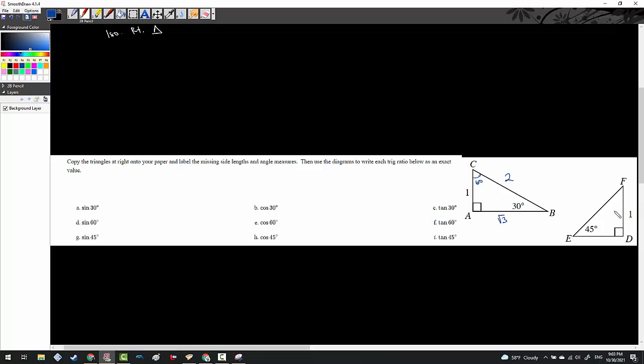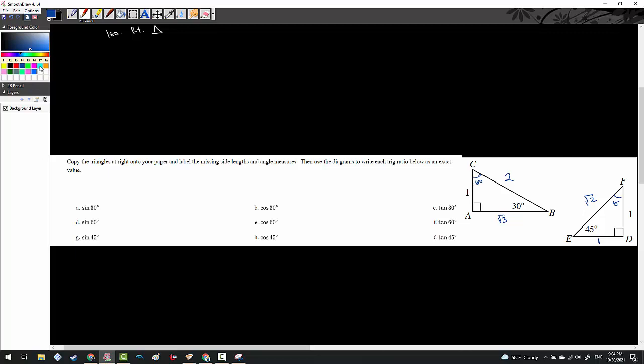Looking at this 45, 45, 90 right here, this angle has got to be 45. He has no other option. Of course, DE is going to be 1, and EF is going to be 1 times the square root of 2, or just rad 2. So now that we've got both of these special right triangles filled out, let's see if we can figure out what some of these values are going to be.